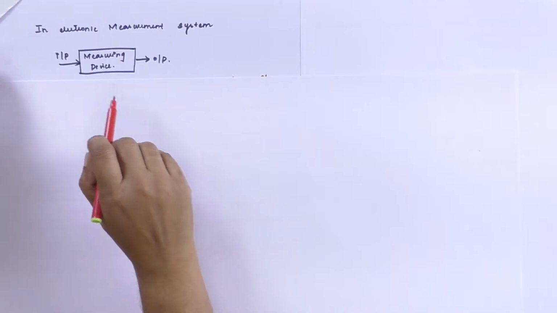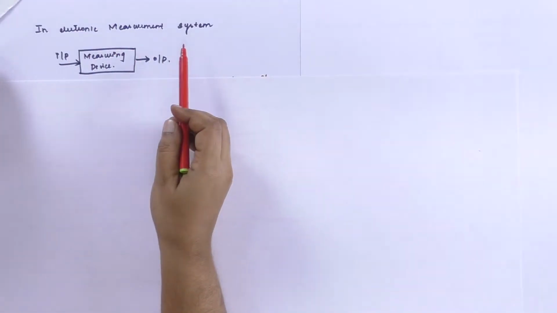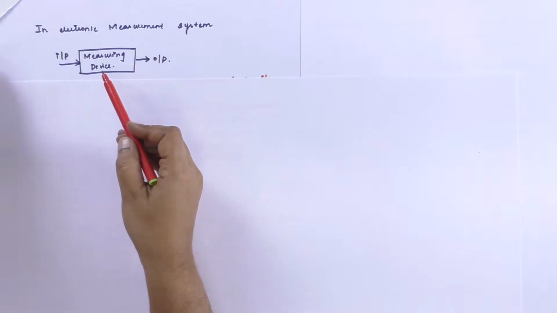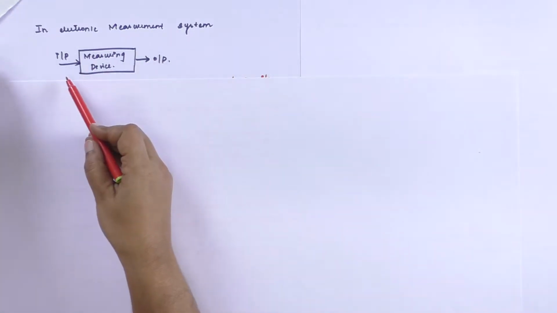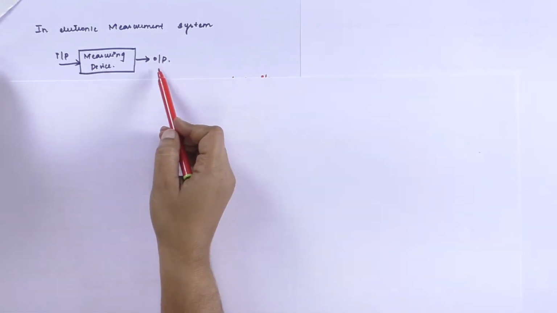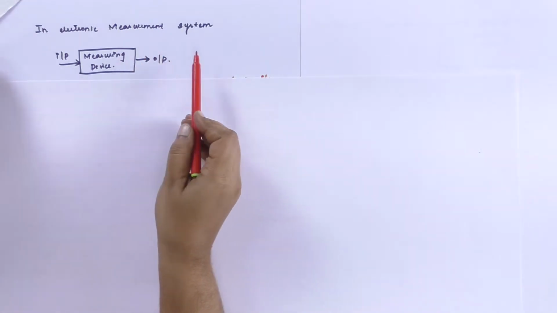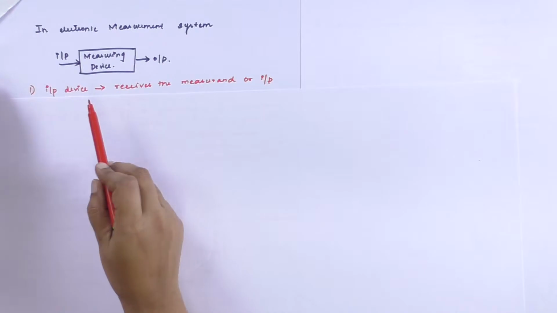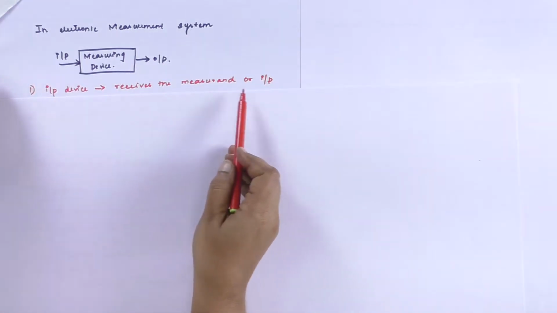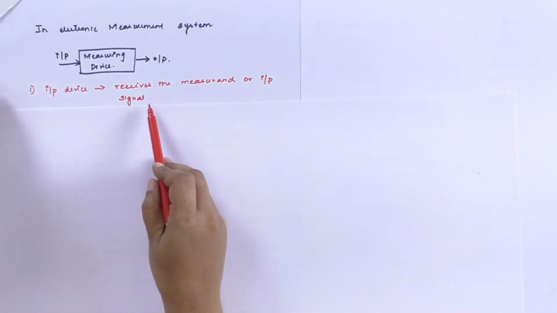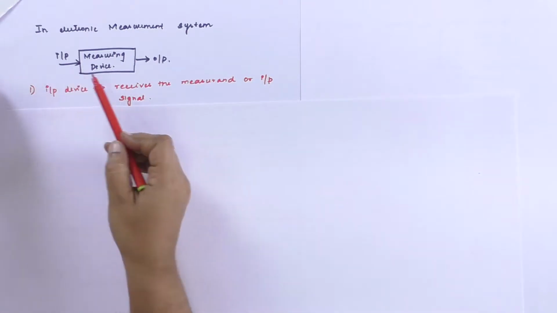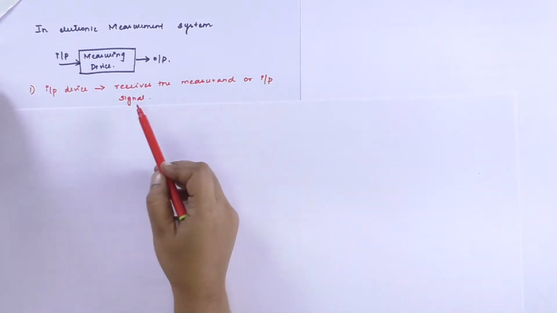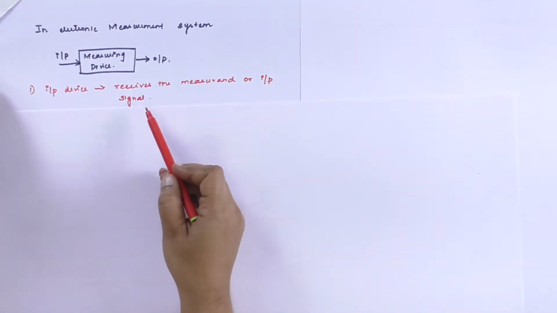Before seeing what is a transducer, we will see what is the need for a transducer. In an electronic measurement system, we have a measuring device. The measuring device will be given an input and it will give the output. In general, an electronic measurement system has three components. One is the input device. The input device receives the measurand or the input signal.